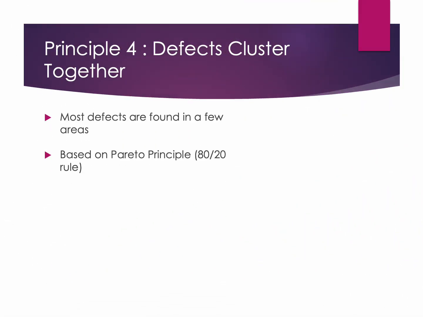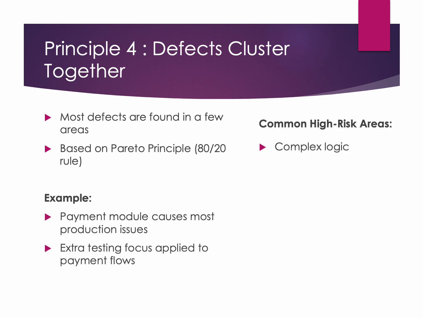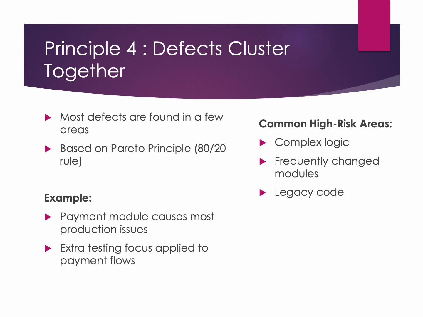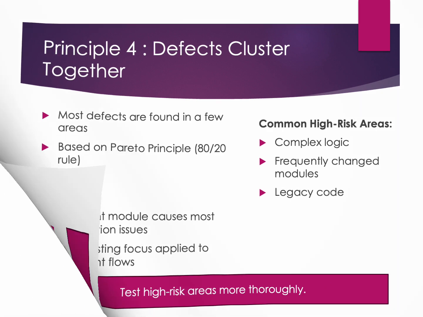This principle tells us that bugs like company. In most systems, you will notice that a few modules have lots of bugs. Other modules have very few. Usually, complex or frequently changed areas cause more issues. For example, if the payment module keeps breaking, that's where you should spend more testing effort. So, instead of spreading effort evenly, we focus where risk is highest.